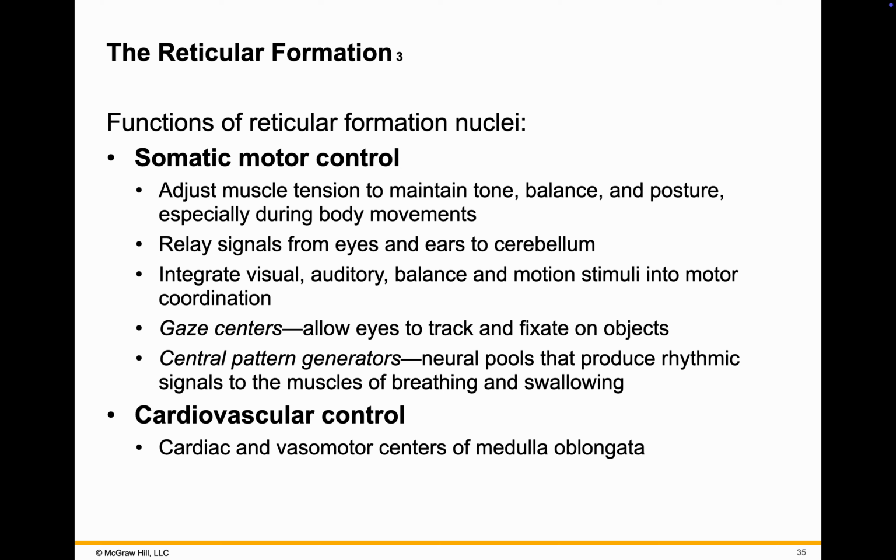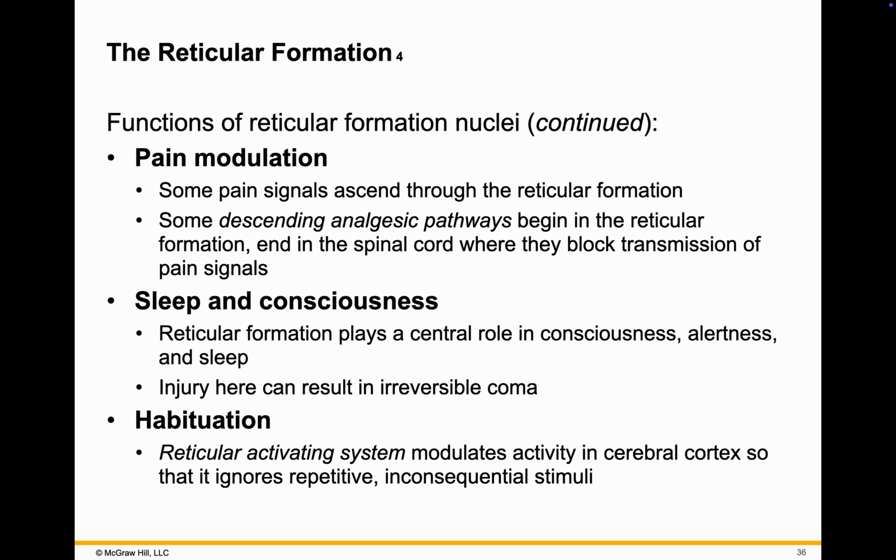It is involved in somatic motor control. It's involved in cardiovascular control and pain modulation. It's very important in sleep and consciousness, and habituation, the activity in the cerebral cortex that ignores repetitive, inconsequential stimuli.